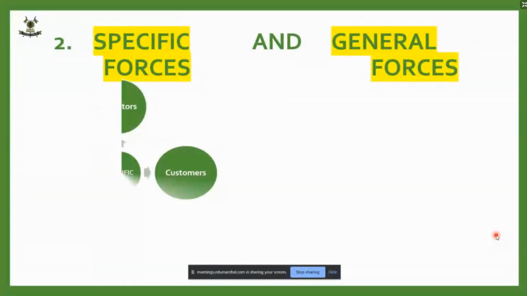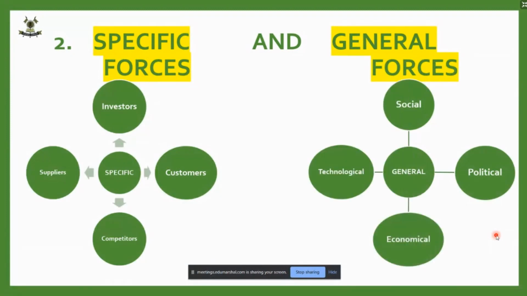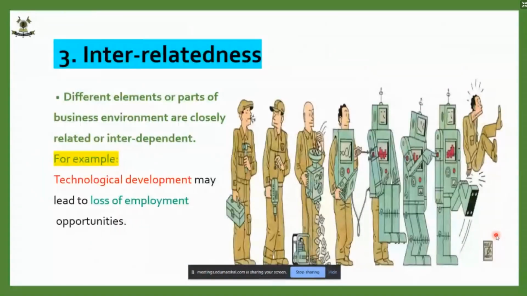The third feature was interrelatedness. Why do we say interrelated? It means there is a chain between the two. If anything is done in one, it will have an impact on the other. We did the examples. You see this example which was explained to you, that if there is a change in technology, it is going to lead to unemployment. So technological environment has led to a change in economic environment.